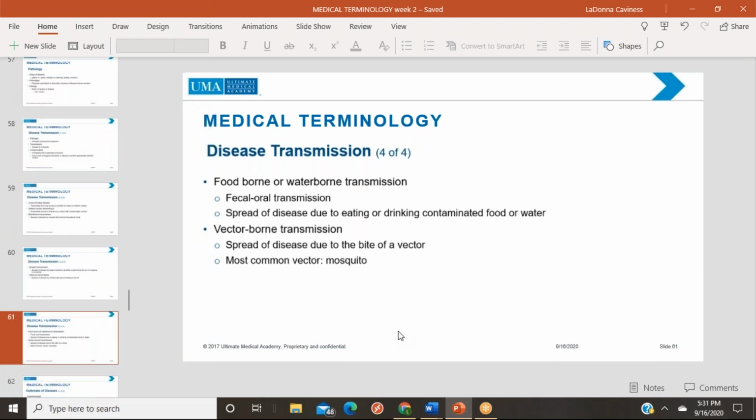Okay, disease transmission continued. Foodborne or waterborne transmission, fecal-oral transmission, is the spread of a disease due to eating or drinking contaminated food or water. Vector-borne transmission, spread of disease due to the bite of a vector. The most common vector is a mosquito.